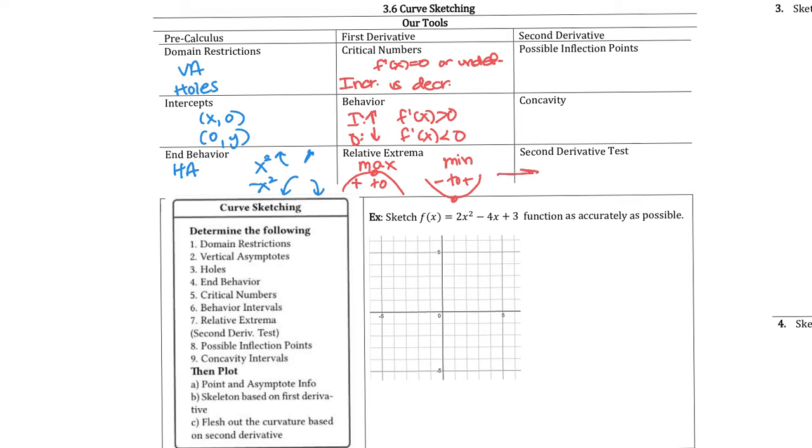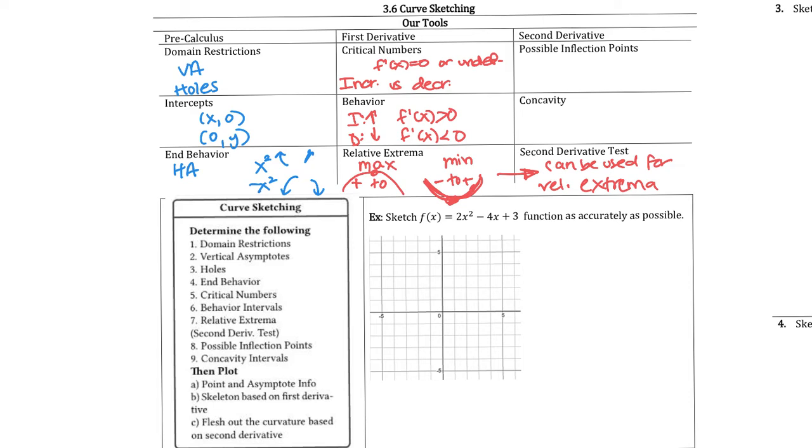Another way that we talked about identifying relative extrema was using the second derivative test. And that tells us that if our second derivative is positive, that would mean that we would have a concave up portion of our graph, which would mean we'd have a relative minimum. So the second derivative test talks about if the first derivative is 0 or undefined, looking at the behavior of the second derivative will tell you the concavity, which will in turn tell you if you have a relative max or min.